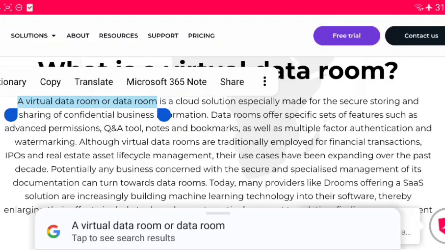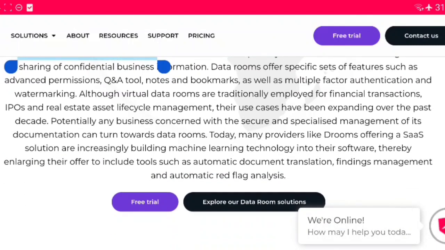Although virtual data rooms are traditionally employed for financial transactions, IPOs, and real estate asset lifecycle management, their use cases have been expanding over the past decade. Potentially, any business concerned with the secure and specialized management of its documentation can turn towards data rooms.